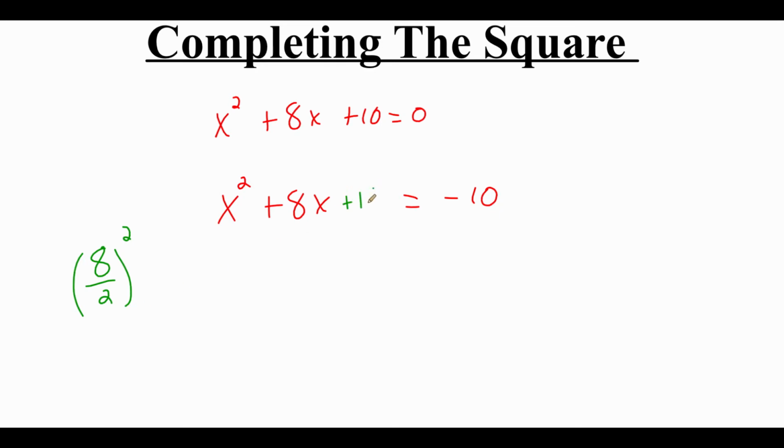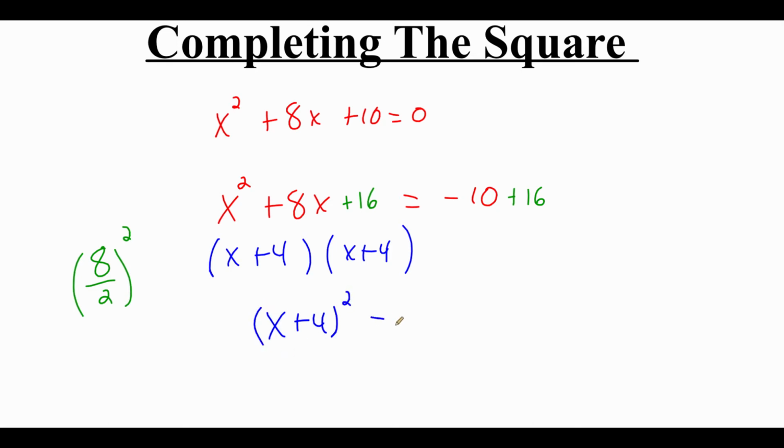So I want to add in this 16 on the left-hand side, but I can't just add it on the left-hand side. I also have to add it on the right-hand side. Now what that's going to do for us is create a really nice factor set on the left-hand side. If we think about things that multiply to 16 and add up to 8, it's going to be x plus 4 and x plus 4. Since we've got a repeated factor, we can shorten that to just be (x plus 4) squared. On the right-hand side, we can combine the negative 10 and the 16 to get 6.